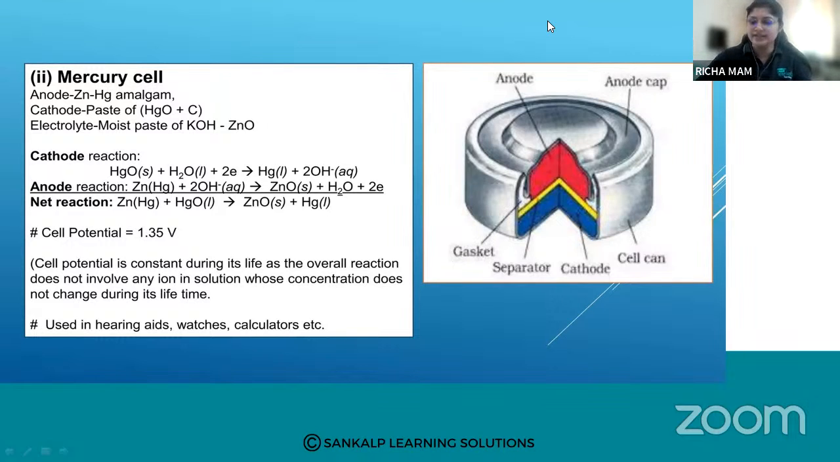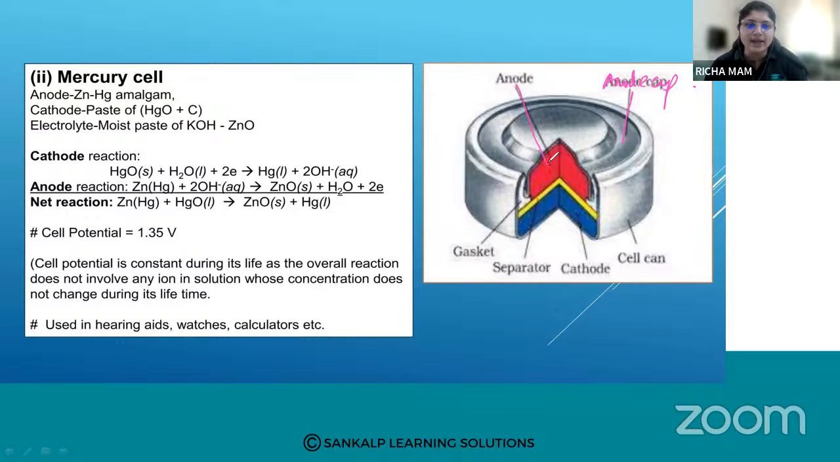Here you can see red, yellow and blue. It is not actually red, yellow and blue; it is just a representation to show the different levels. Now here you can see this is a metal body, a steel-like body above. This is an anode cap. Then just below this anode cap is your anode.